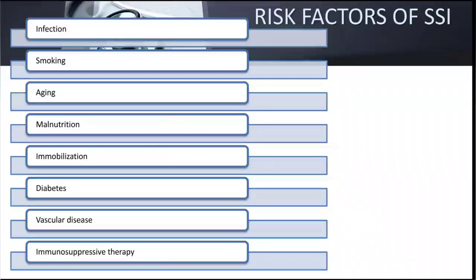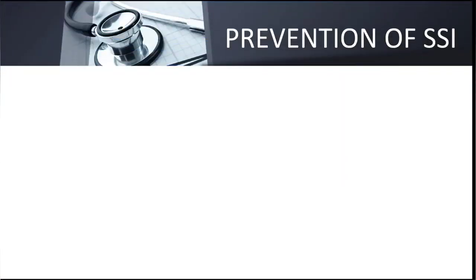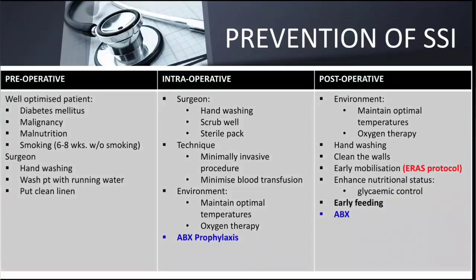So when you talk about prevention of surgical site infections, basically we are trying to address these risk factors, right? In prevention, we can classify our interventions as pre-operative, intraoperative, and post-operative. In pre-operative, we want a well-optimized patient. How do we do that?